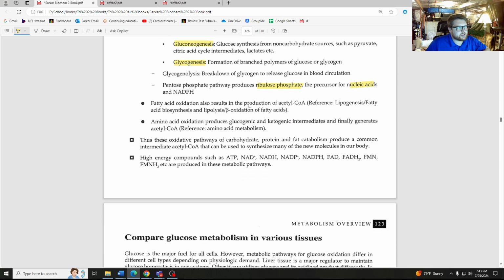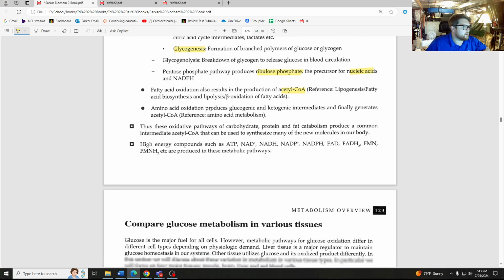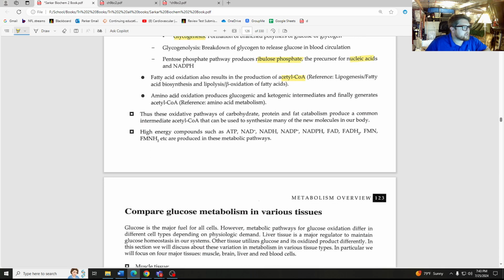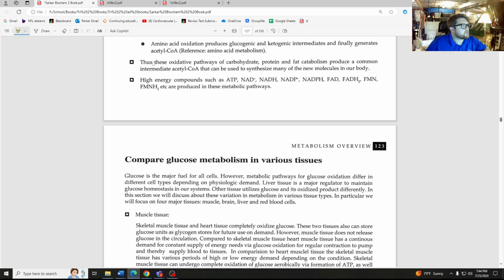Fatty acid oxidation results in the production of acetyl-CoA. Amino acid oxidation produces glucogenic and ketogenic intermediates, and finally generates more acetyl-CoA. We'll go back to our amino acid metabolism. Thus, these oxidative pathways of carbohydrate, protein, and fat catabolism produce a common intermediate, acetyl-CoA, that can be used to synthesize many of the new molecules in our body. And then again, those are all of our high energy compounds.